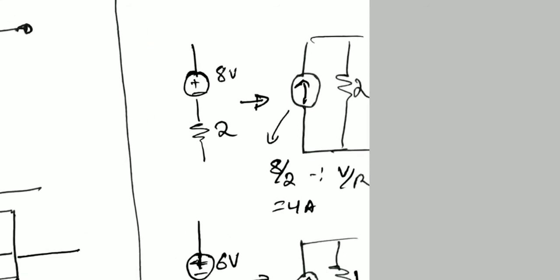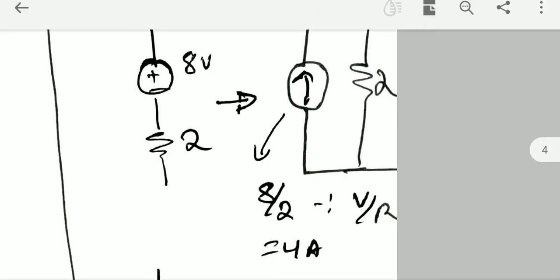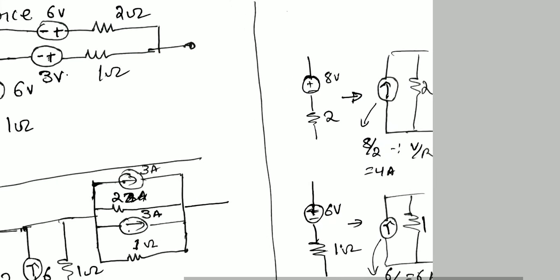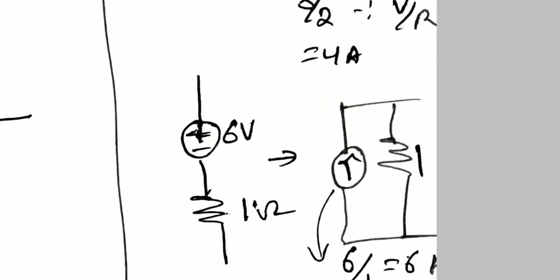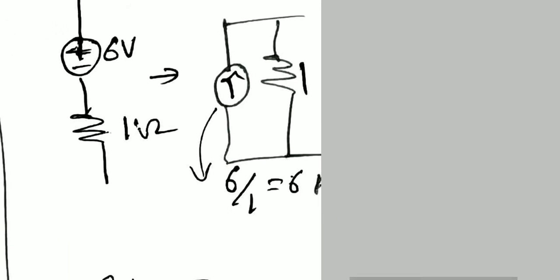You may see that this 8 volt with a resistance of 2 ohm in series is converted into a current source with a resistance in parallel. The value of 2 ohm does not change, only the value of the current source changes. That is, the value of the current source will be equal to 8 divided by 2, which is 4 ampere. Similarly, here 6 volt with a resistance in series can be converted into a current source, that is 6 by 1, with a 1 ohm resistance in parallel. So the current value will be 6 ampere.